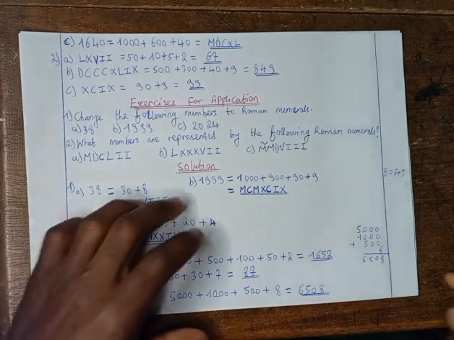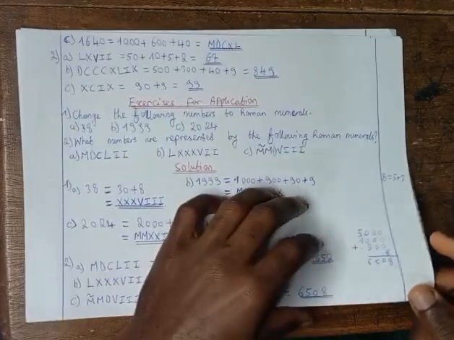So next we are moving now to the next thing, which is operations on Egyptian and Roman numerals.